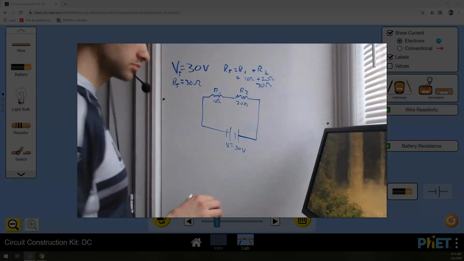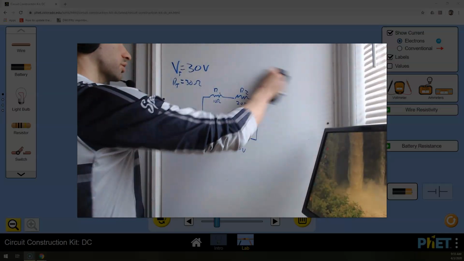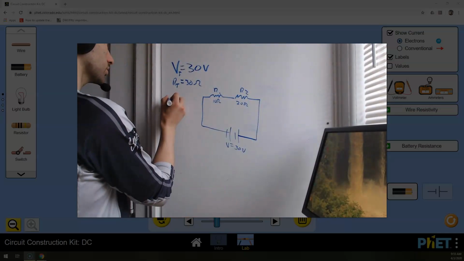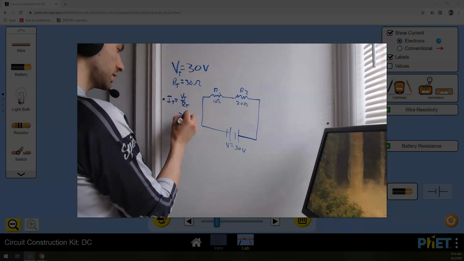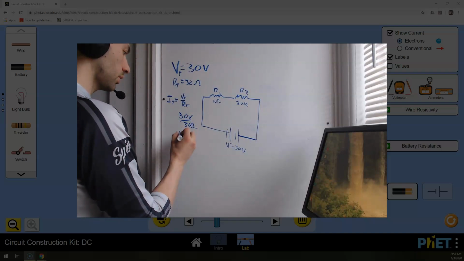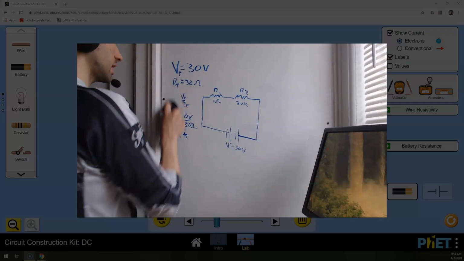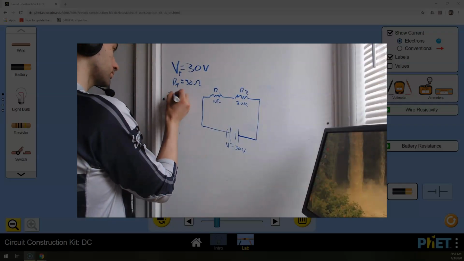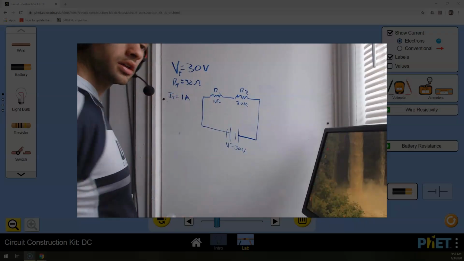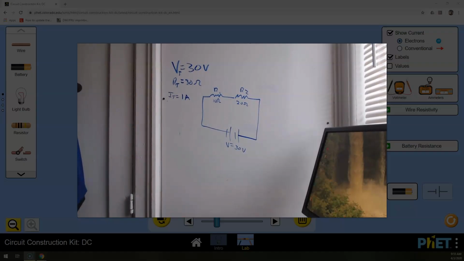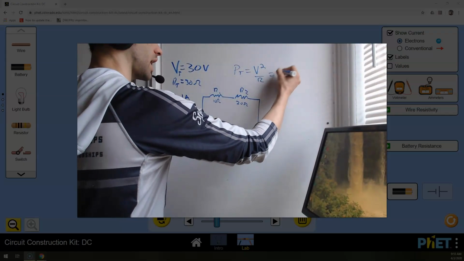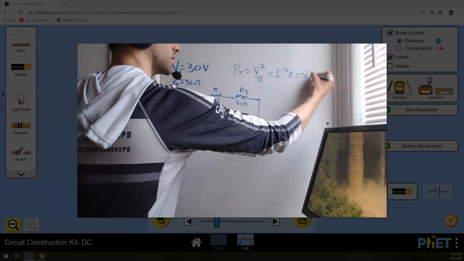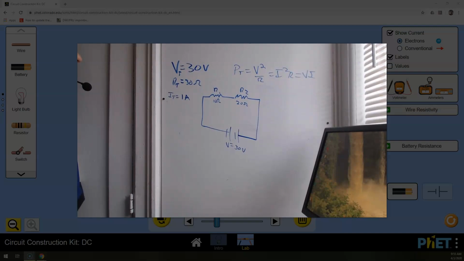Okay. Now that I know R total and V total, I can find I total. So I total will be V over R total, which will be 30 volts divided by 30 ohms, which will be 1 amp. Easy. So now I know that I total is 1 amp. Now the question is, what's the total power dissipated by this circuit? Well, there's more than one way to do it, but power total will be V squared over R, it will be I²R, it will be VI. Pick one. You have the means to solve all of them.